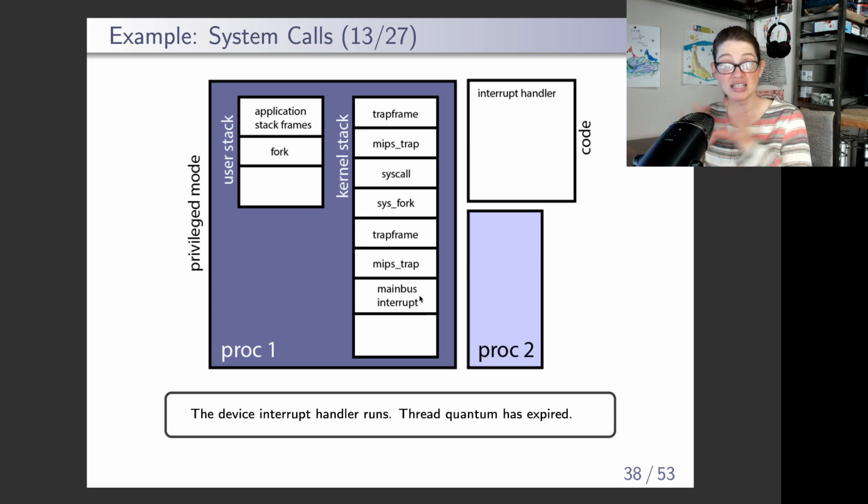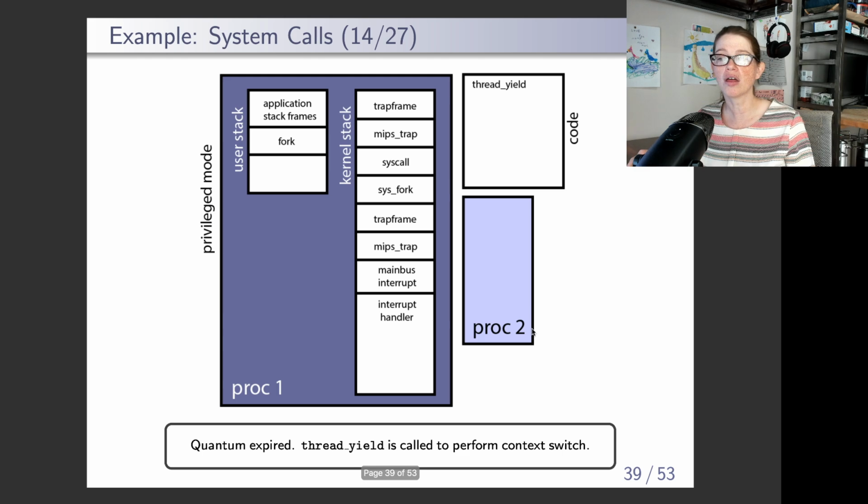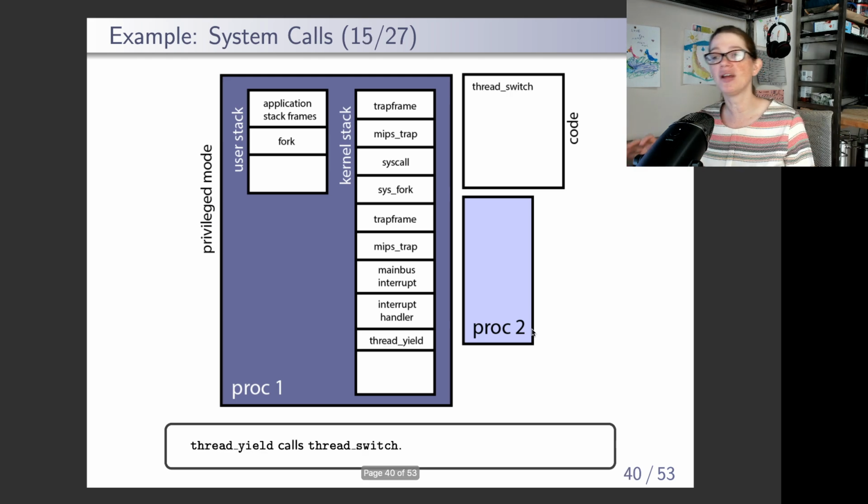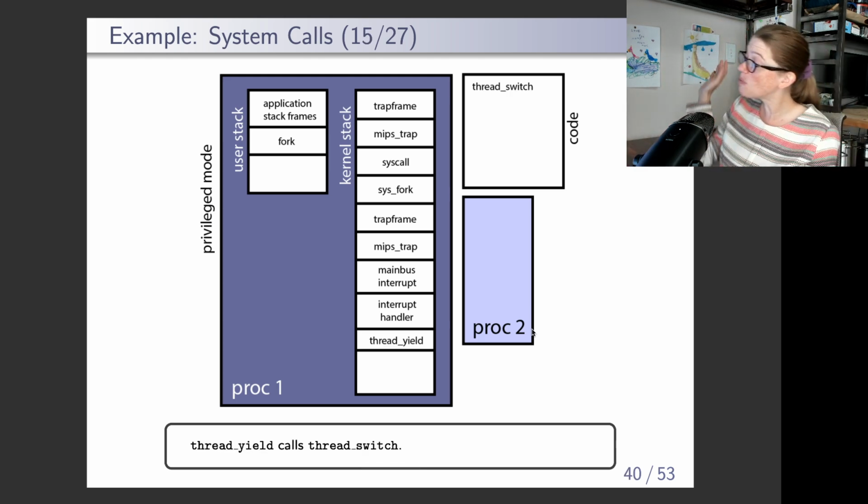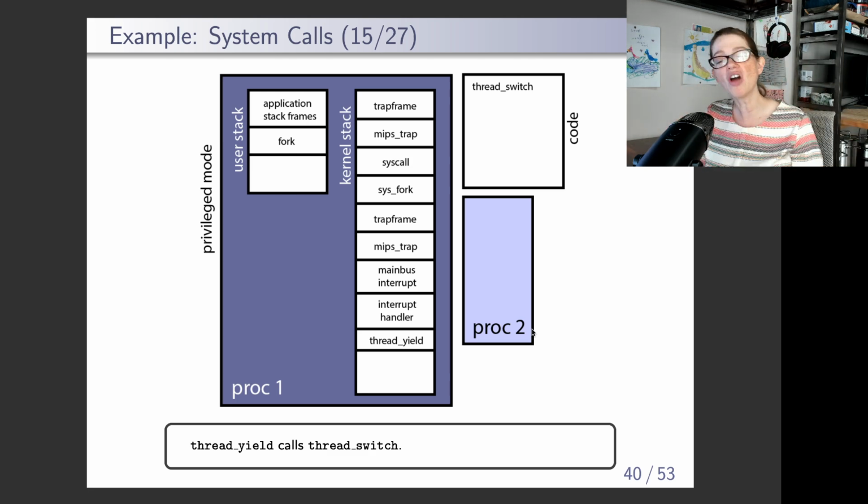Interrupts are disabled again. And then main bus interrupt is going to call the interrupt handler for the clock. And that is going to then realize, oh, the scheduling quantum has expired. I'd better do a context switch. And so it's the clock's interrupt handler that is going to call thread yield, which exists only in the kernel.